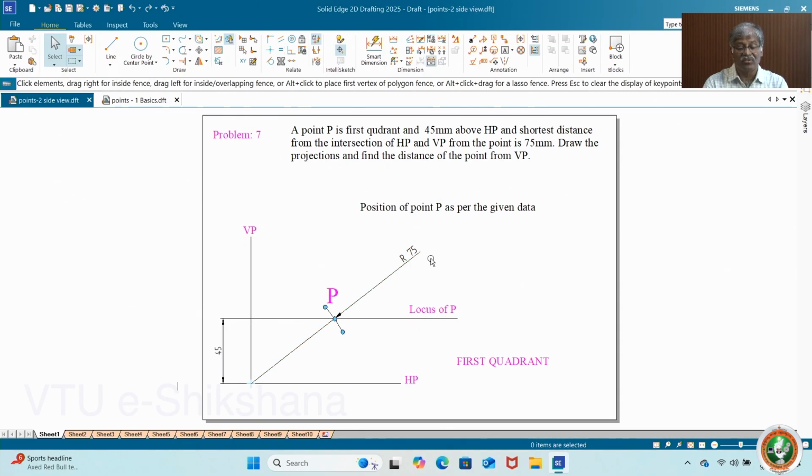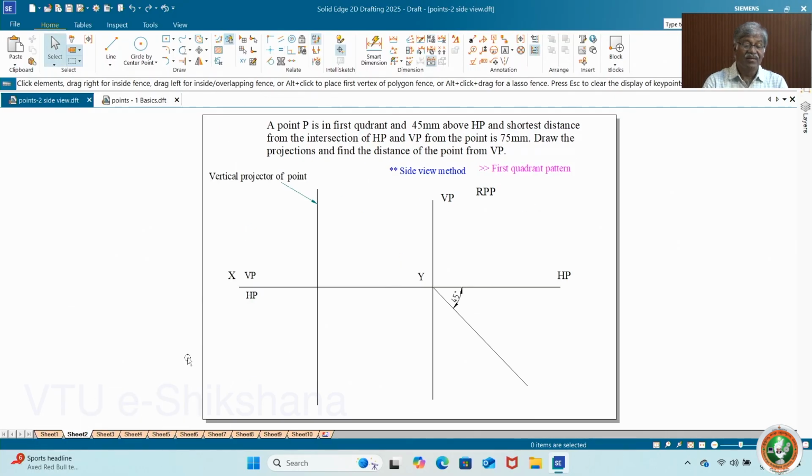Now, how do we go about solving the problem? You know very well from the previous two problems we discussed, this is the format, first angle projection or first quadrant format. This is VP, HP of RPP, and this is the vertical projector of a point. This can be any distance unless specified. Here this is a tricky problem where we want to find the distance of the point from VP. Since the distance from VP is not given, we have to find it out. This is not given, so we can assume.